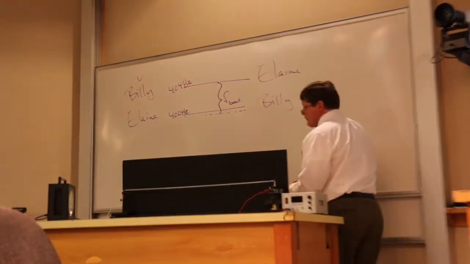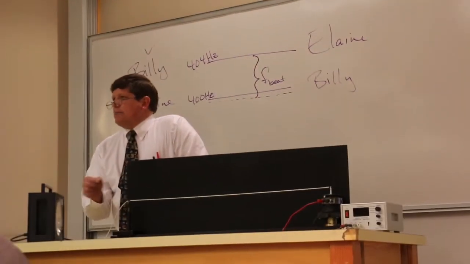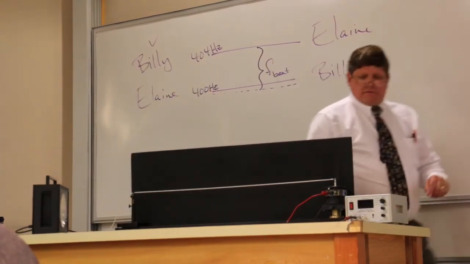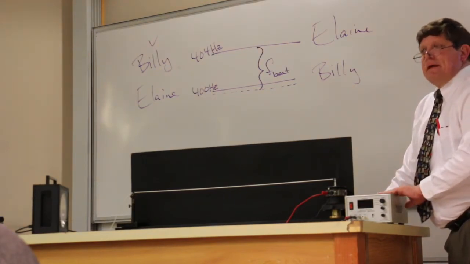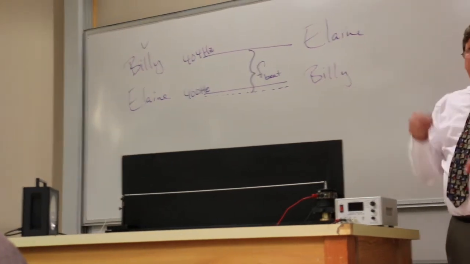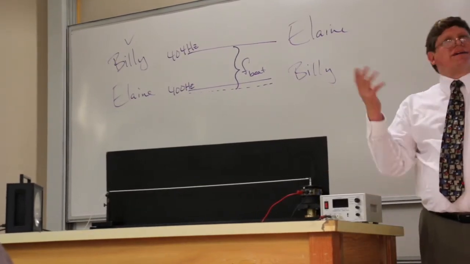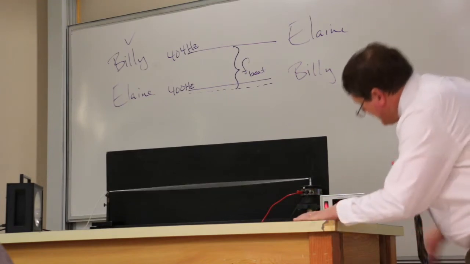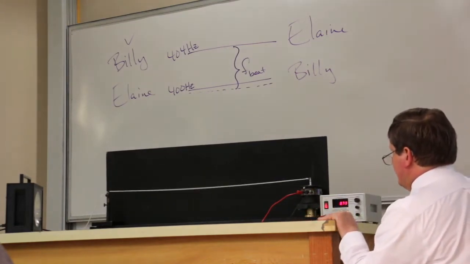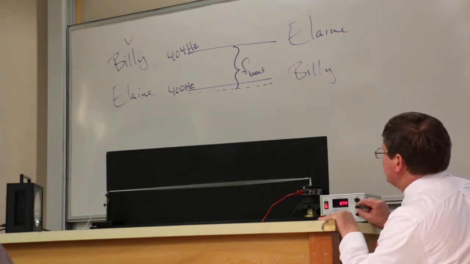What we've got here is a string that is clamped at this end. Now, we call this end a node. That's just name calling, but it means it doesn't go anywhere. Now, the other end is connected to a plunger that's driven up and down by a signal generator. Okay? And it goes up and down, but not very much. Kind of like my hand was just wiggling a little bit. We call that a quasi-node. Practically a node. For all intents and purposes, a node. Now, what we find is that when we wiggle this thing, there's one frequency at which the amplitude in the middle gets really, really big.